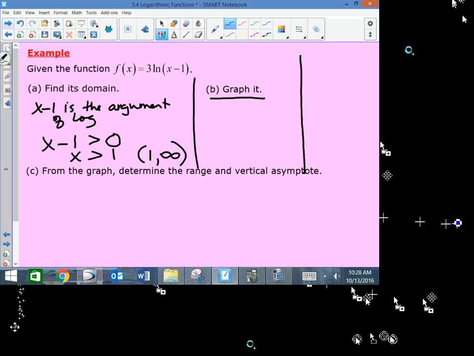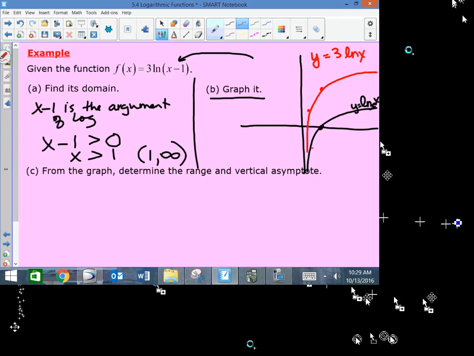Okay. Now, let's think about a transformation. Let's think about y equals ln of x, right here. E, if you want to put it in there, go for it. Okay? That's the basic. Now, what happens in this case, our vertical asymptote is x equals 0. This affects it. We know it's going to be 3 times as big. So if it was just this, we would make this times 3, we'd make this times 3, and it'd be like this.